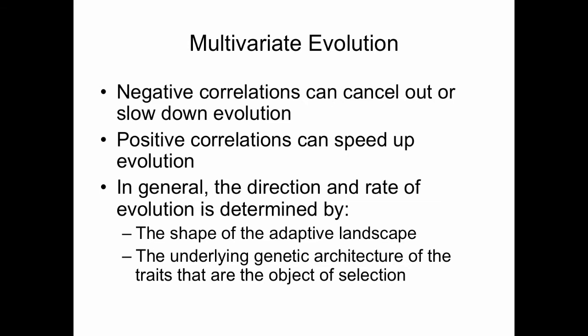And in general, the direction or rate of evolution is determined by the shape of the adaptive landscape that an organism is living in, that a population is interacting in, and the underlying genetic architecture of the traits that are the object of selection. If those traits are uncorrelated, then evolution is relatively free to move the population to wherever selection is taking it. But if genes are correlated, oftentimes by sitting next to one another on the same chromosome, or by being linked through things like physiological pathways, molecular pathways, that underlying genetic architecture might be constrained because now those traits are correlated with one another.